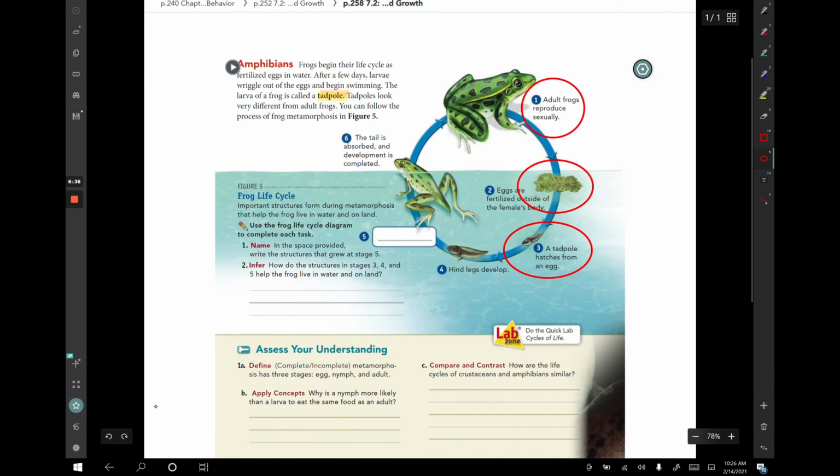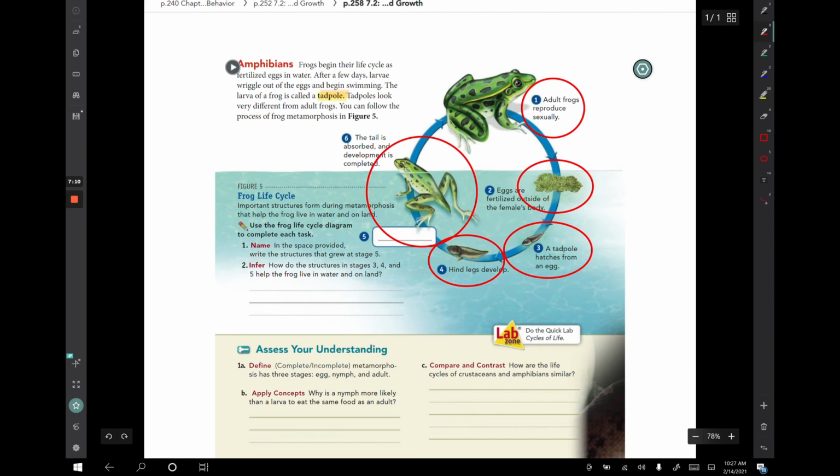Over some time, the hind legs will begin to develop. Notice that it still has its tail so that it can get through the water. And then eventually that tail becomes absorbed and the frog emerges from the water so that it can live on land and in water. Notice that the eggs and tadpole form of this life cycle need to remain in the water. It's not until it becomes an adult frog that it can start to live in and out of the water.